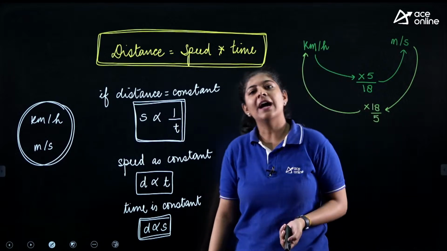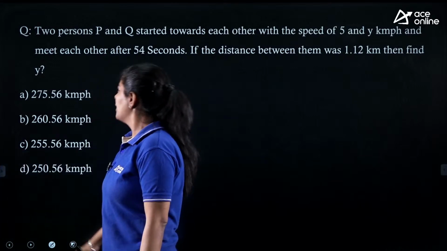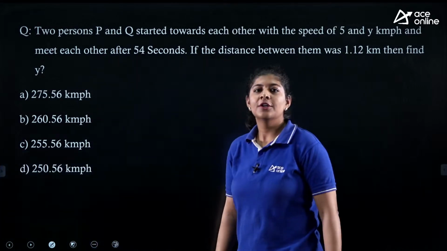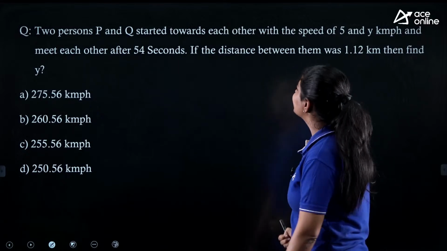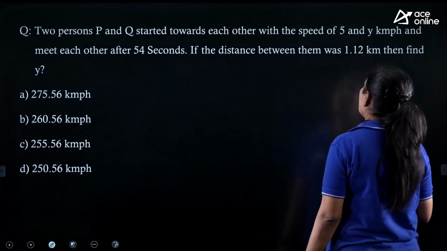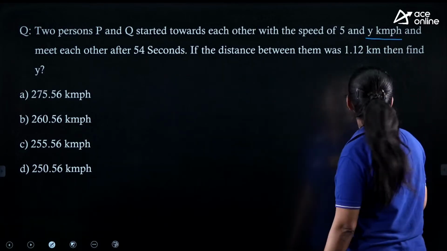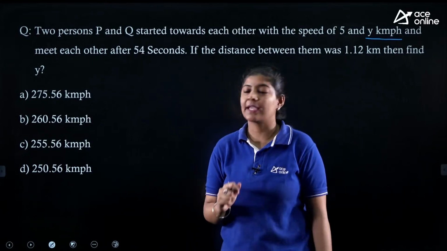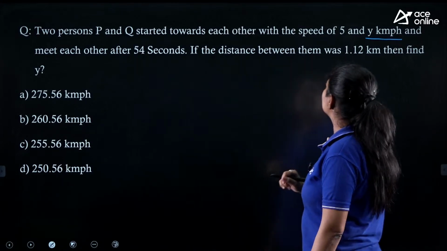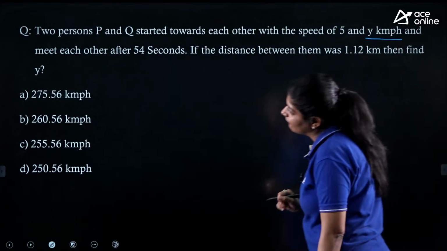Now let's start solving the questions, and this is the very first one. The first question says that two persons P and Q started towards each other with speeds of 5 and y kilometers per hour and meet each other after 54 seconds. If the distance between them is 1.12 kilometers, then find y.